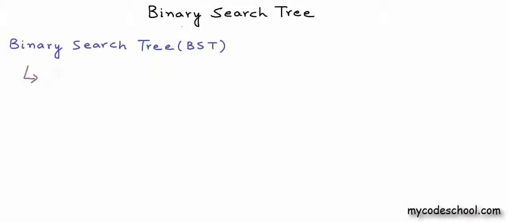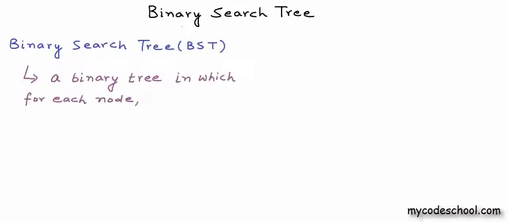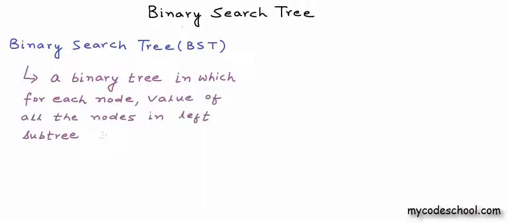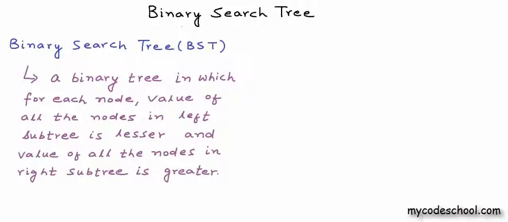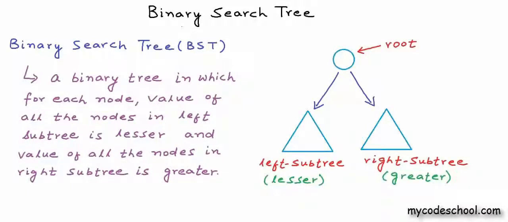Binary search tree is a binary tree in which for each node, value of all the nodes in left subtree is lesser and value of all the nodes in right subtree is greater. I have drawn binary tree as a recursive structure here. As we know, in a binary tree, each node can have at most 2 children. We can call one of the children left child. If we look at the tree as a recursive structure, left child will be the root of left subtree, and similarly right child will be the root of right subtree.